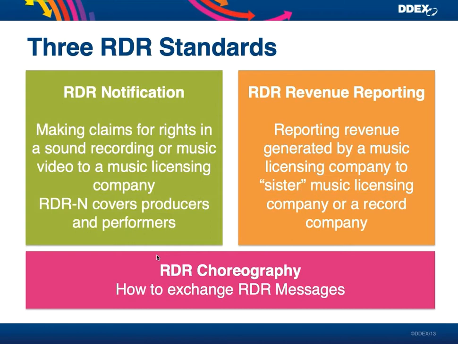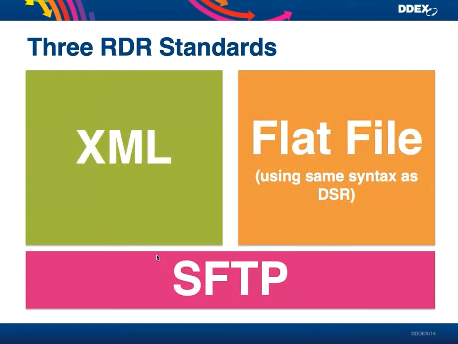The RDR standards are still all based on FTP. As you see on this slide here, RDR-N is an XML-based standard. The reason why it is XML is because it basically uses the same structures that predominantly the ERN standard, the release notification standard, uses. That's the standard that a record company uses to provide online retailers with product information, with sound recording information, with musical work information. And because a record company already has that information in a DDEX format, wouldn't it make sense to use basically the same format to send the same information or similar information to music licensing companies? Clearly it does, thus we're using XML as the language there, or the structure there.